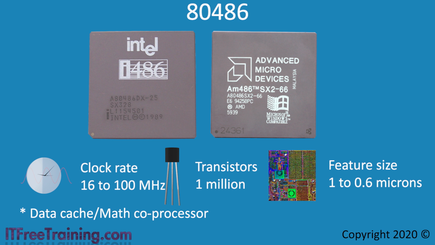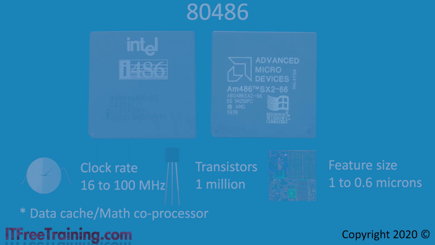The next added feature is a math coprocessor. Before this, other than basic math functions, complex math functions were performed in an optional math coprocessor that could be installed on the motherboard. Although not included in all 486s, the math coprocessor sped up complex math functions that you would generally find in 3D software and computer design software.